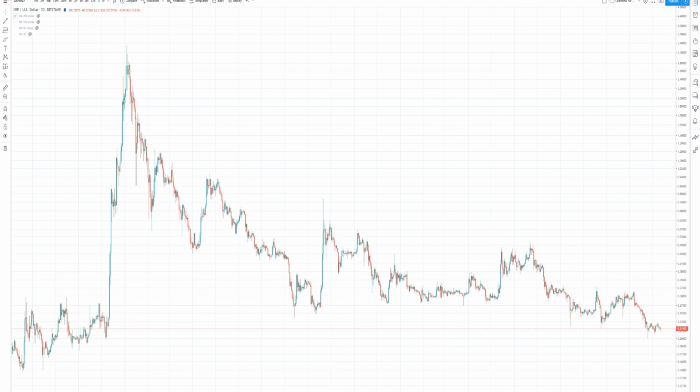Now, I have had a few people ask me to show them where the 0.702 relates on the XRP chart, because I've shown it on Bitcoin so many times, and they're just like, hey, does that even relate to the XRP chart? And here you go.